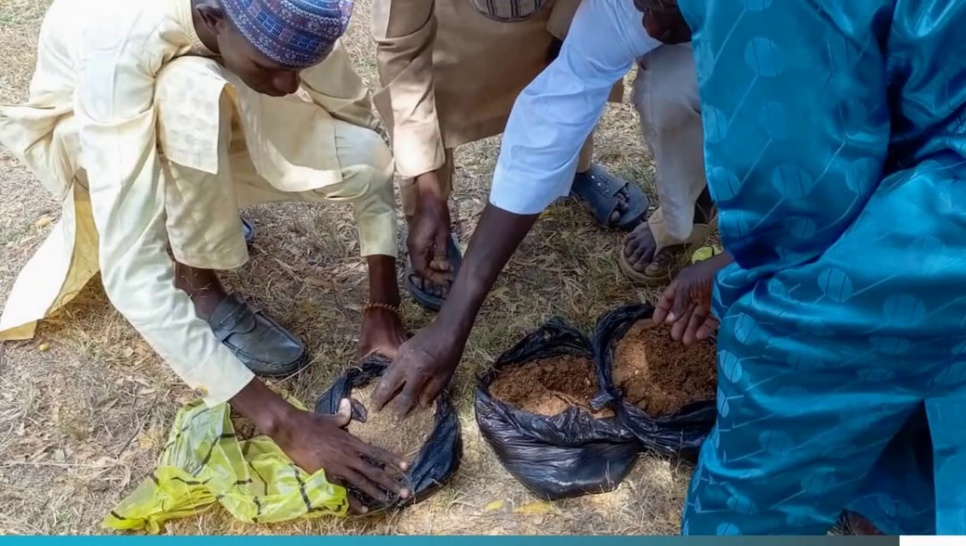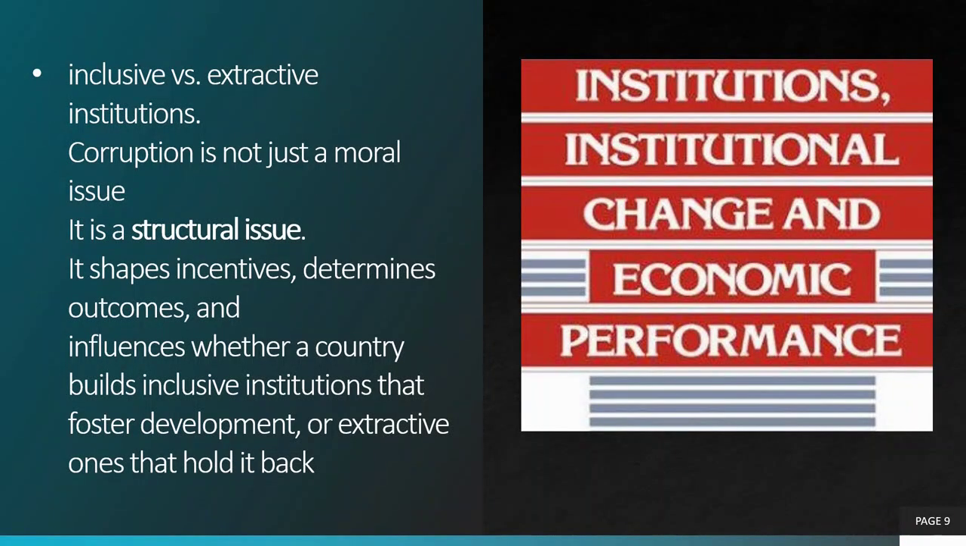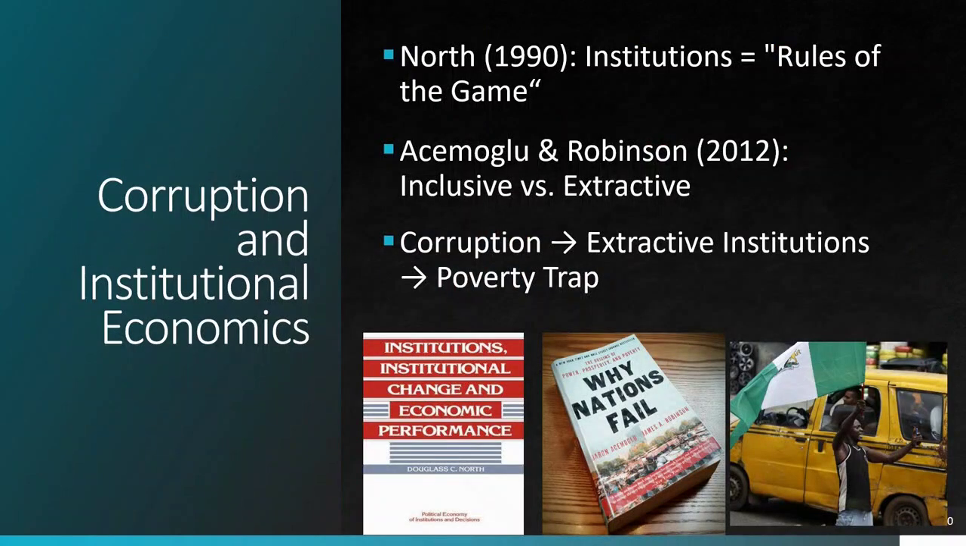Corruption doesn't just waste money, it undermines the effectiveness of policy reforms. In institutional economics, this reflects extractive institutions that concentrate power and wealth, rather than inclusive ones that promote shared prosperity. Now, let's connect this to institutional economics.